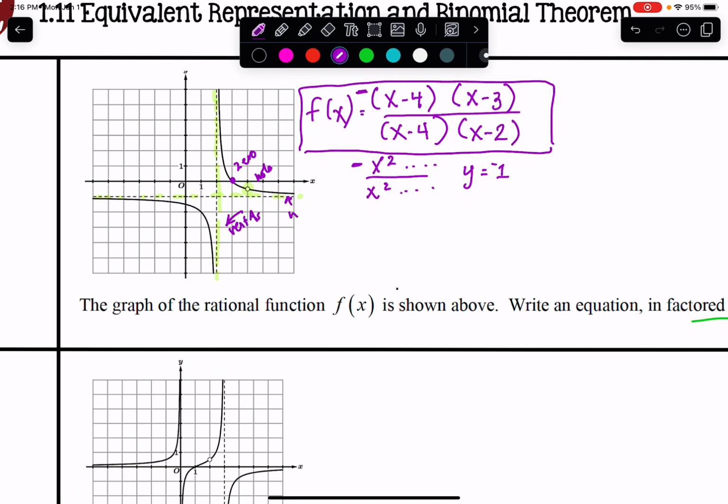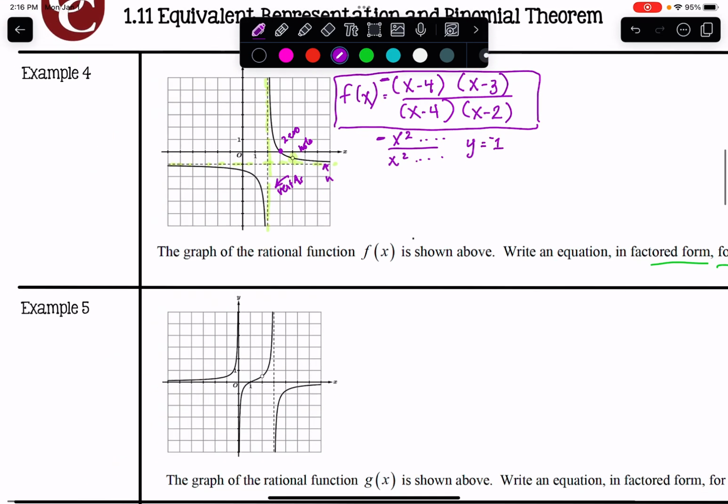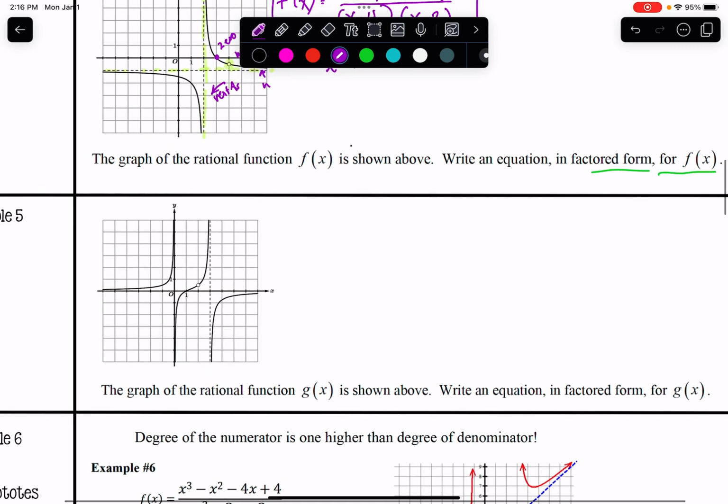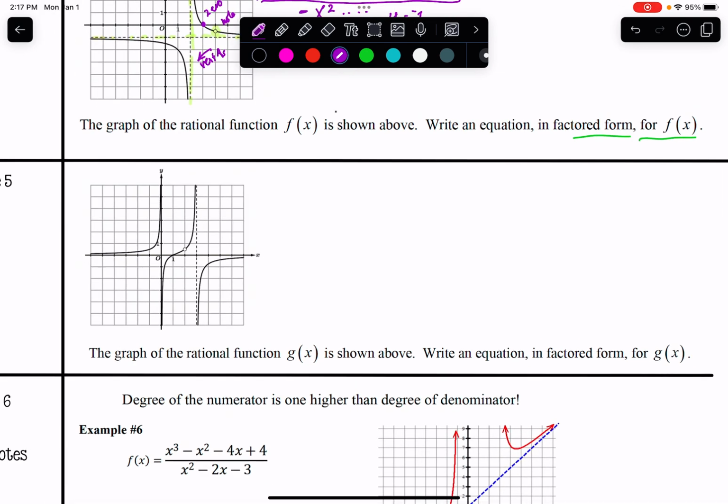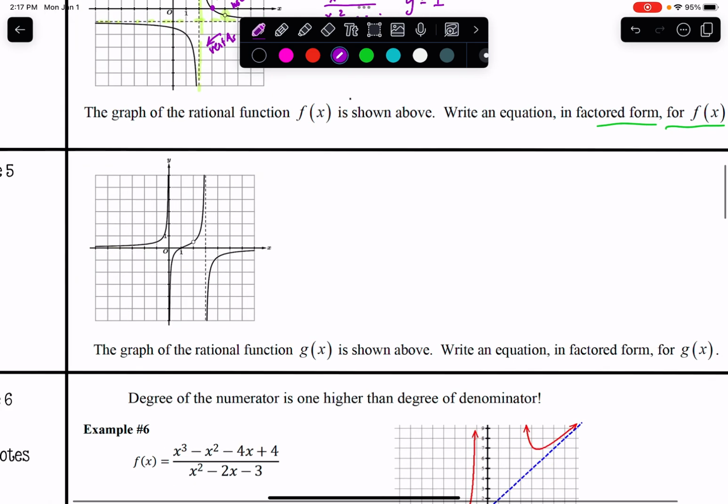Pretty cool. We can write the whole function in factored form from the graph. You could multiply it out to get it in general form, but that would just be a waste of time. We just need it in factored form right now. So let's do this one. If you want to stop the video and try to do this one on your own, come back and we'll check it out.